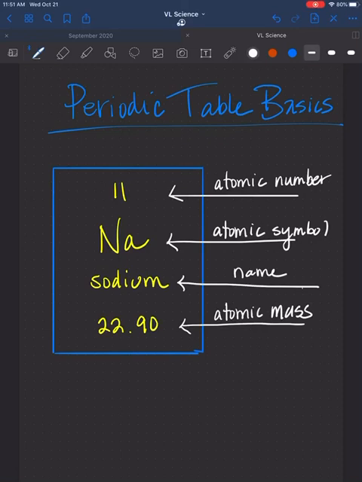So to recap, we have the atomic number, which is a whole number. It's usually at the top of the cell. You'll have the symbol, the element name, and finally the atomic mass, which is almost always a decimal number.